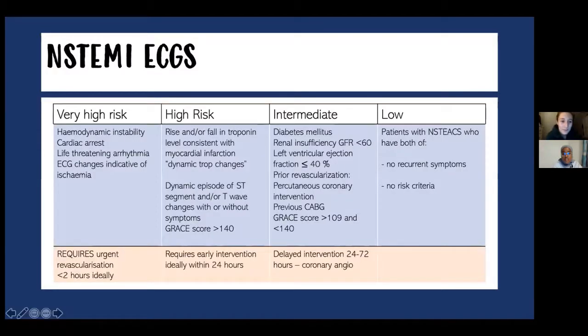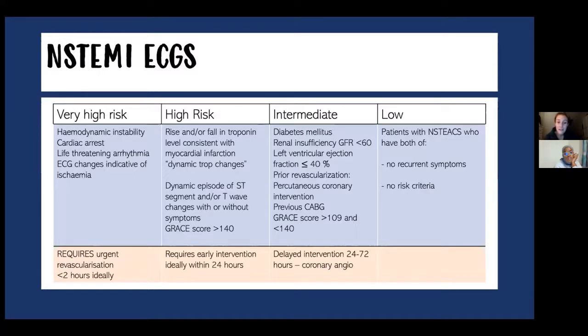So the risk is dependent on the GRACE score. GRACE is a score and a percentage, and we'll go through that in a couple of slides' time. And then we also look at the patient, so how they are in front of us. A patient would be deemed very high risk if they have signs of hemodynamic instability, their blood pressure is falling, things like that. If they're in cardiac arrest, so their ECG hadn't shown a massive STEMI going on, but then all of a sudden they've really deteriorated and are in an arrest.